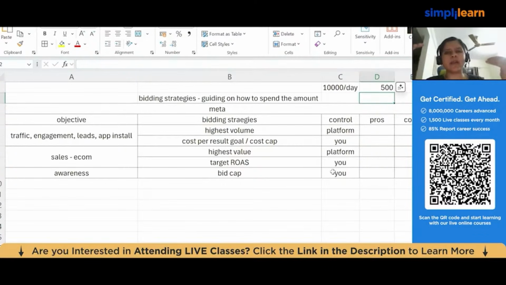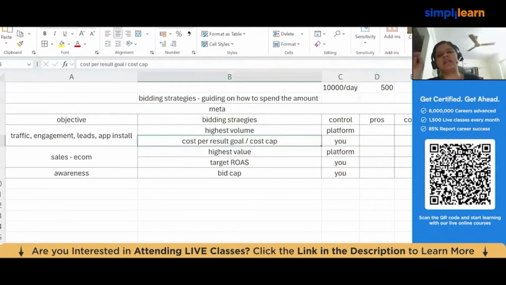Now how a brand arrives at this cap, they do a lot of back calculation, a lot of ROI calculation. I won't go into it, but I'm giving a hypothetical example where my client would say, Jigisha, we want leads but we don't want to spend more than 500 rupees per lead. That's when I will choose the second bidding strategy. I hope this makes sense to you guys.